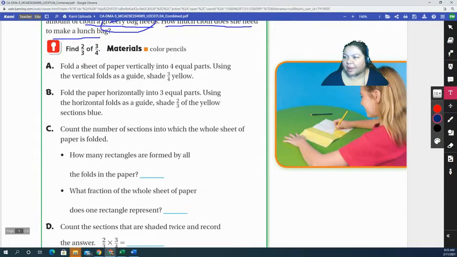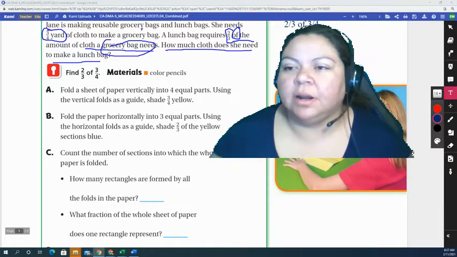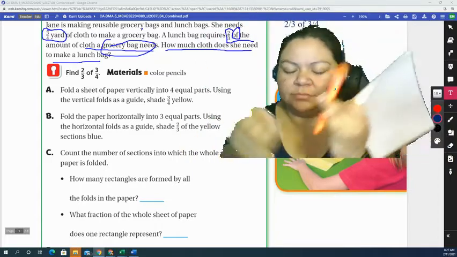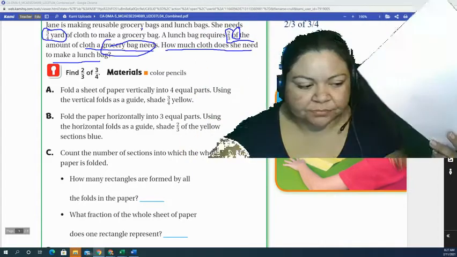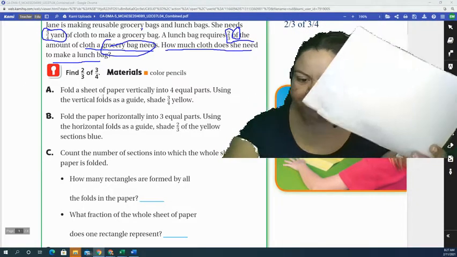So what you will need right now is some color pencils, and you will need a sheet of paper that you can fold. So please pause your video at this moment and get a piece of paper and maybe some color pencils or crayons, 2 colors, and come back. All right, so here I have my piece of paper. I'm actually going to be using 2 highlighters. And so we're going to follow the directions that we see here.